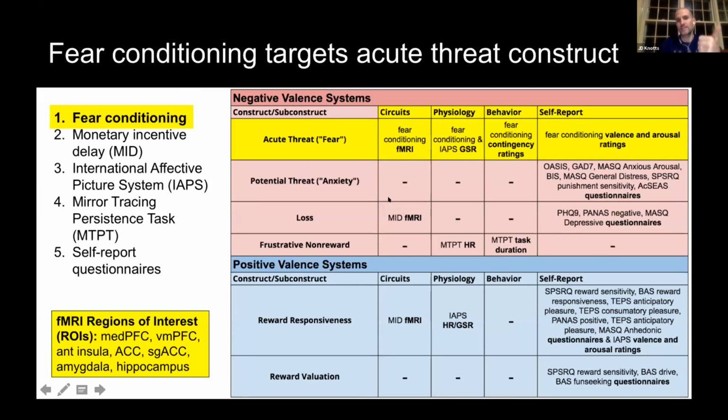So we had people do this task in the scanner. We also collected galvanic skin response while they were doing this. We collected contingency ratings about how much they thought that the CS+ was related to shock. And we also got valence and arousal ratings. So this particular task, fear conditioning, allows us to look across all 4 units of measurement. And this is specifically trying to target the acute threat subconstruct of the negative valence system. And we looked at some traditional prefrontal and subcortical structures in our fMRI analysis.